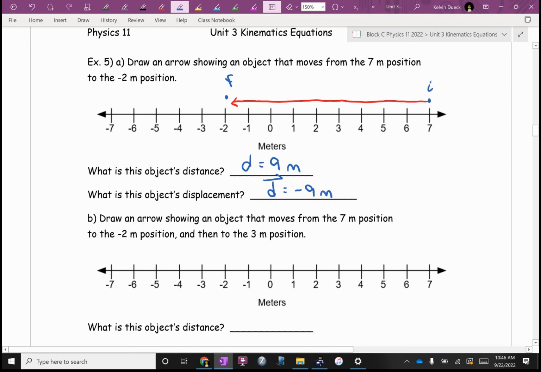See the difference though, Matt, right? -9, displacement, direction to the left. 9, magnitude only. Who cares what direction?